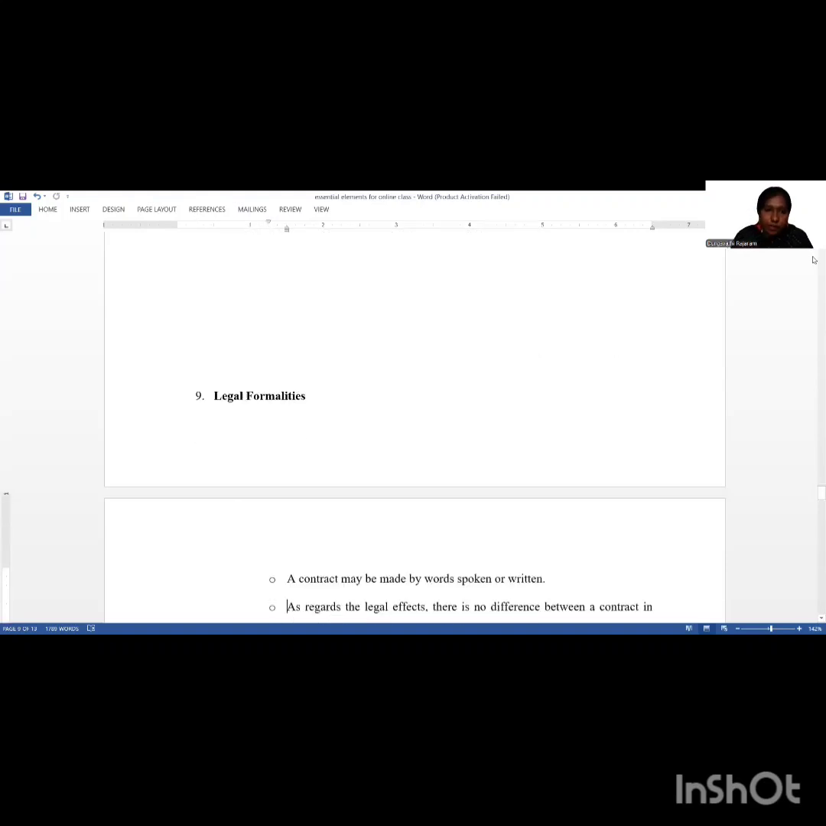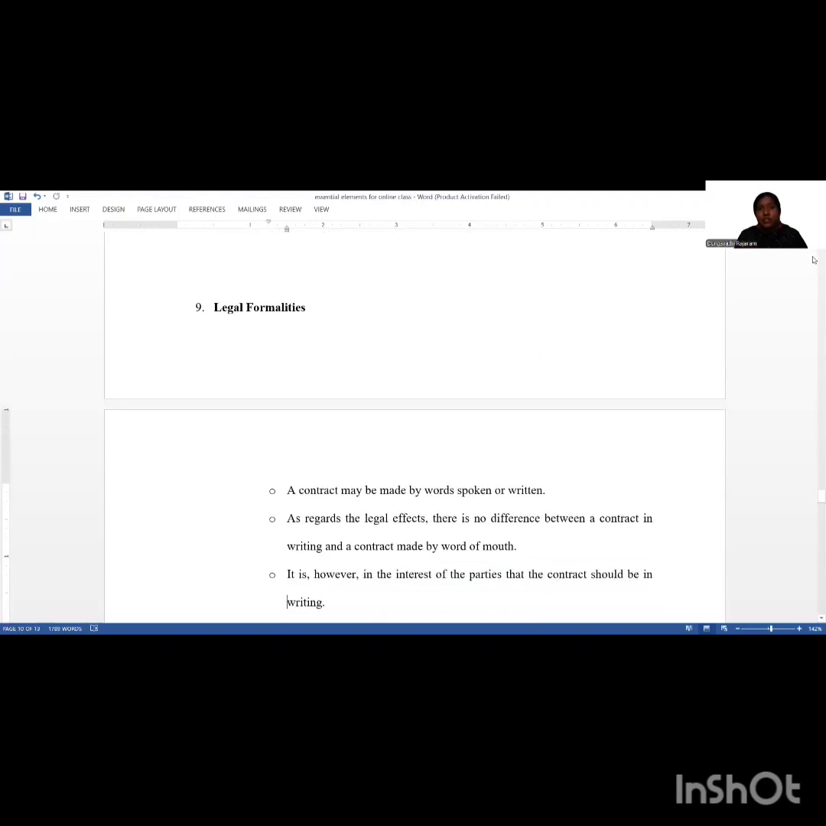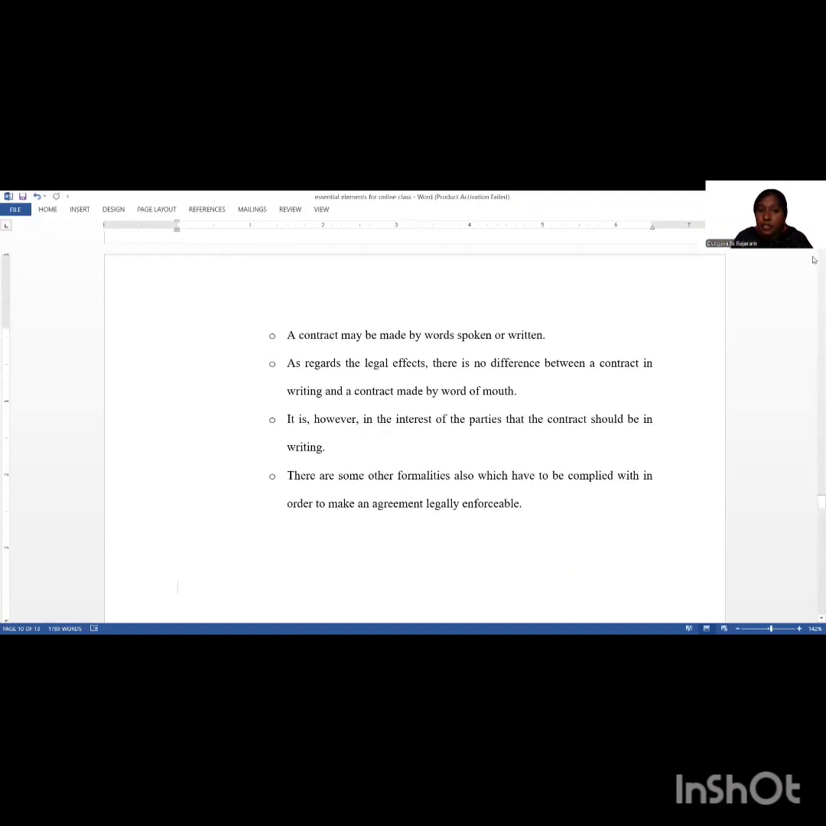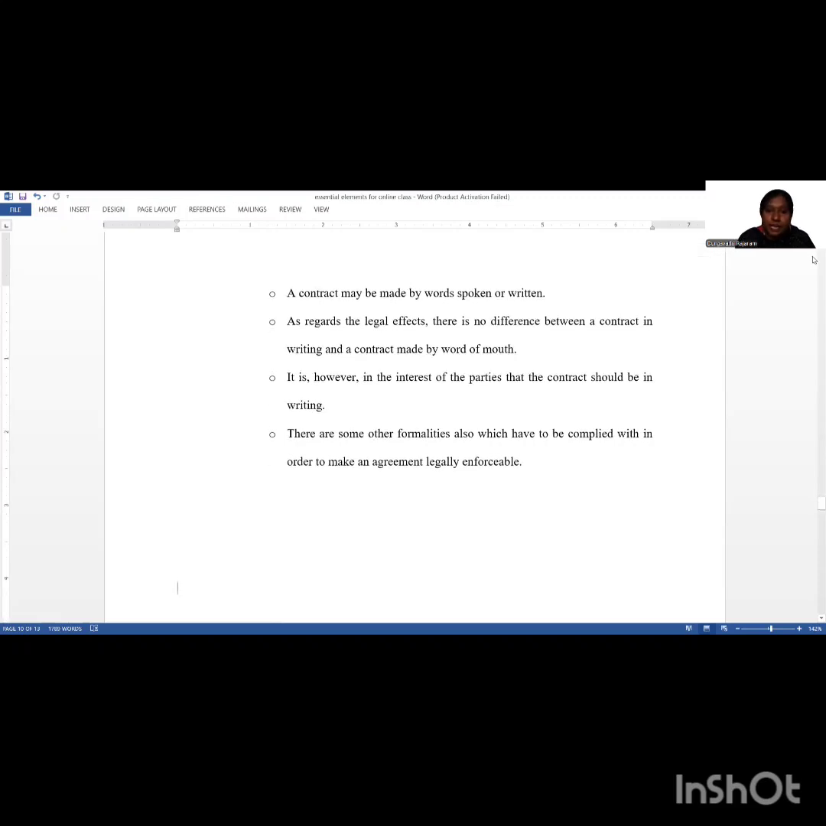Then finally, we have legal formalities. What are they? The contract may be made by words spoken or written. In legal effect, there is no difference between a contract in writing and a contract by word of mouth. However, it is in the interest of the parties that the contract should be in writing, so that it is in a safe mode. There are some other formalities to be completed in order to make an agreement legally enforceable.